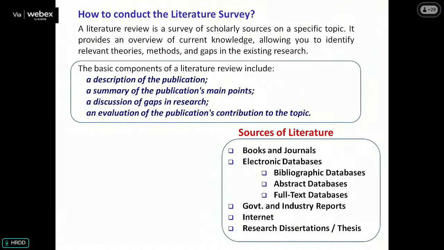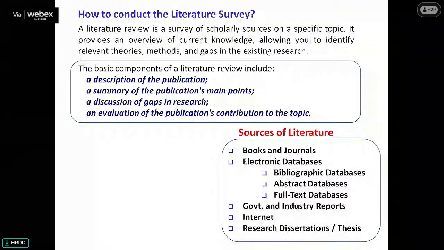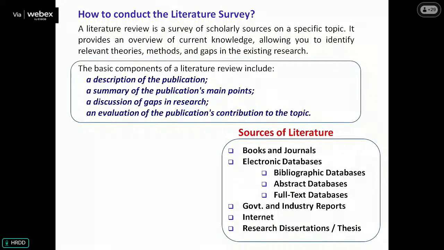So I was telling you that I was following that Kothari. So where I have taken from Excel, I am mentioning how to conduct the literature survey. A literature review is a survey of scholarly sources on a specific topic. It provides an overview of current knowledge. So what it gives, the current knowledge, you will come to know, allowing you to identify relevant theories, methods, and gaps in the existing research.